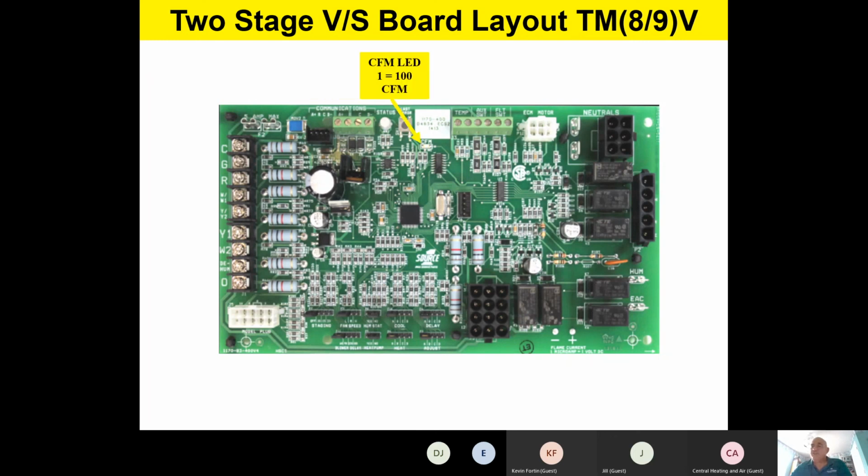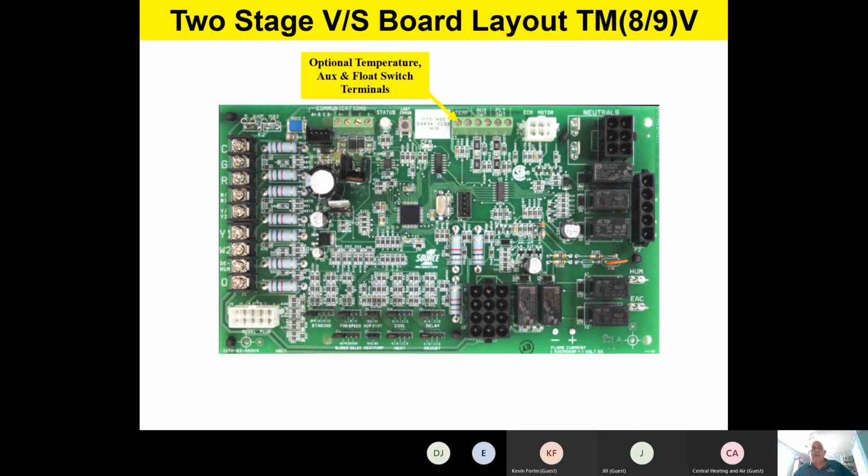Now, this board has a CFM light. Because it's variable speed, we give you a CFM light. So once you set the board up for optimal airflow on whatever job you're on, you can then confirm that the board is programmed for a particular CFM by looking at the CFM light. It's just a real quick visual indicator of what the board is doing and what the blower is doing. It'll flash 1 time for every 100 CFM that you have set up on the board.